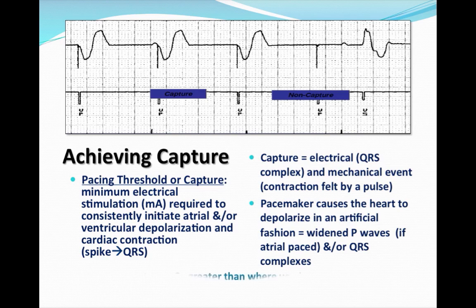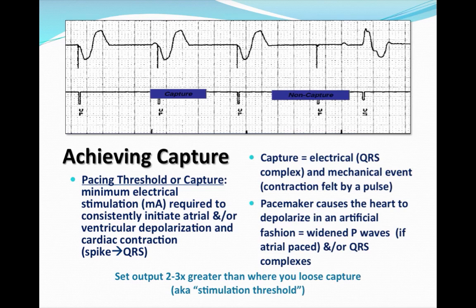That means that we want to see a pacer spike and then a wide QRS if we're ventricularly pacing the patient. So in the picture above, you can see that there's a pacer spike, wide QRS for 3 beats, and then there's a pacer spike and no wide complex. So that does not have the output or the milliamps high enough to achieve capture 100% of the time. The output setting should be set 2 to 3 times greater than where we lose capture. That's also called the stimulation threshold.